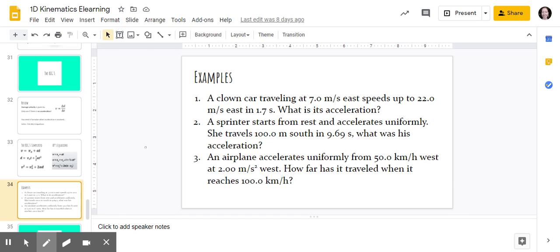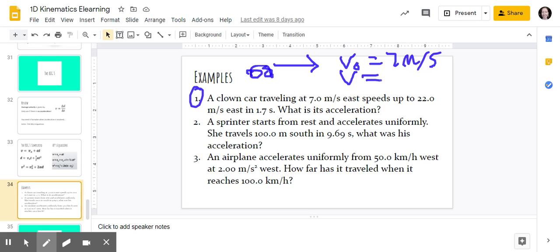So for number one, what we know is that this car is traveling east, so to the right, at some velocity. Okay, so we have an initial velocity. V naught is 7 meters per second. And then it says it speeds up to 22 meters per second. So that would be its final velocity. We'll write VF. Its final velocity is 22 meters per second.